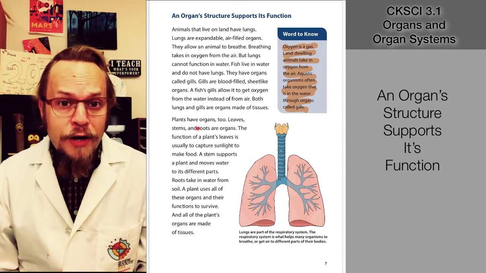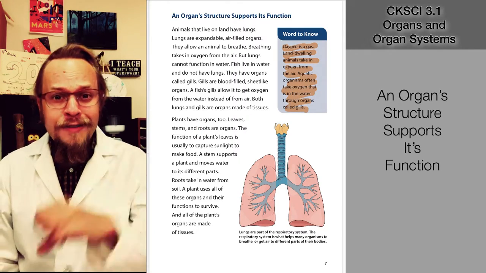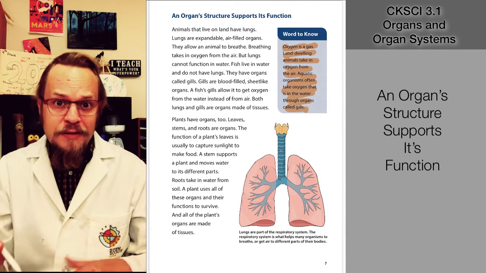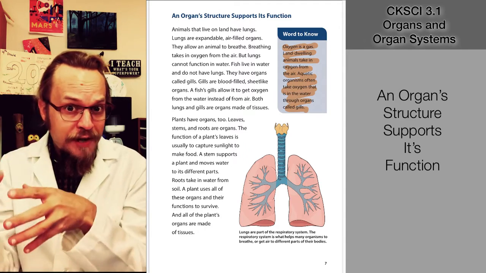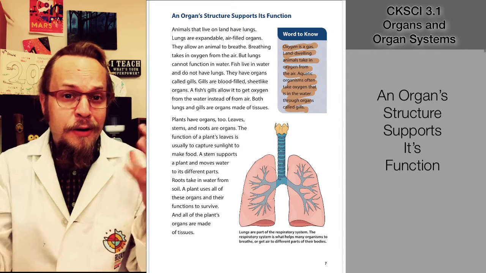Plants also have organs too. It's not just animals and humans. All living life has cells, which makes tissues, which makes organs. A lot of cells make tissues. A lot of tissues make organs. A lot of organs make organisms or living things.